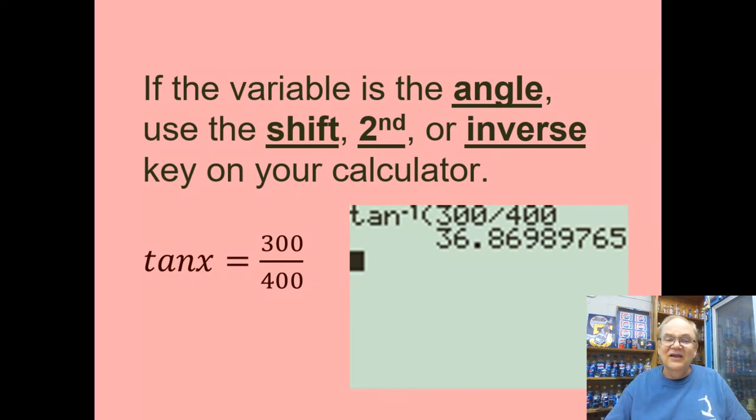Now, some older calculators do work differently than these, and if you're having trouble getting yours to work, then contact me and let me know, and I'll try and get you pointed in the right direction so everything does work out properly. But again, if x is on top, you multiply, x on the bottom, you divide, and if x is the angle, you're going to use the inverse or second key to come up with your answer.